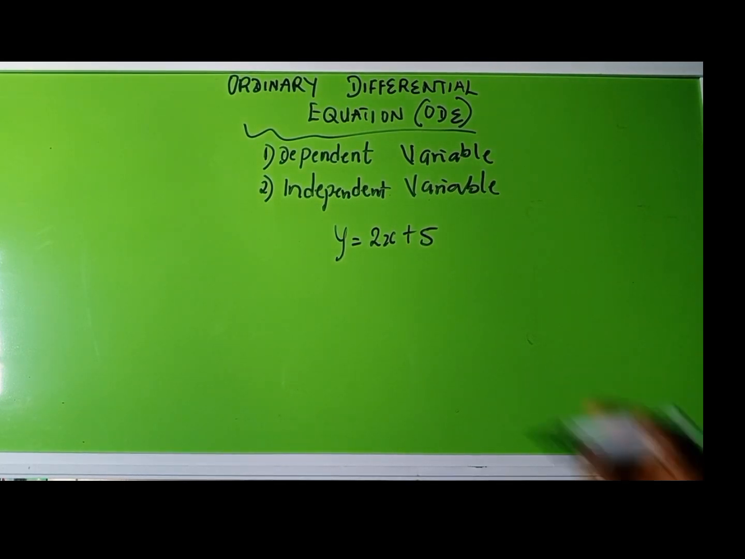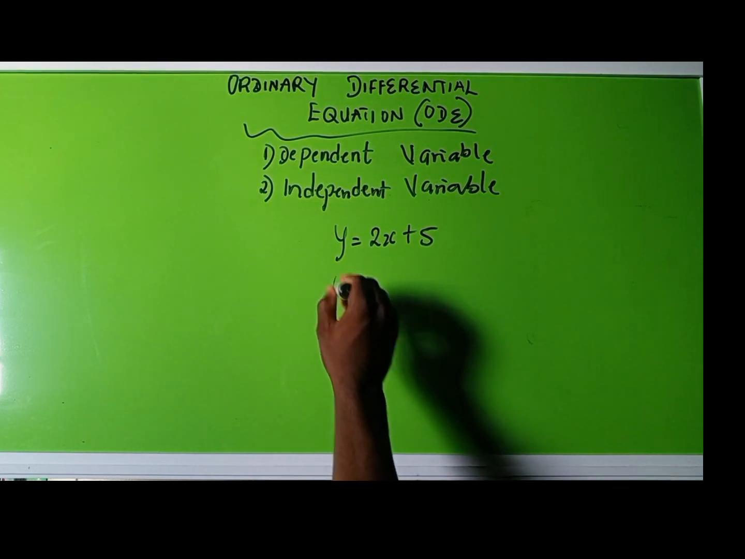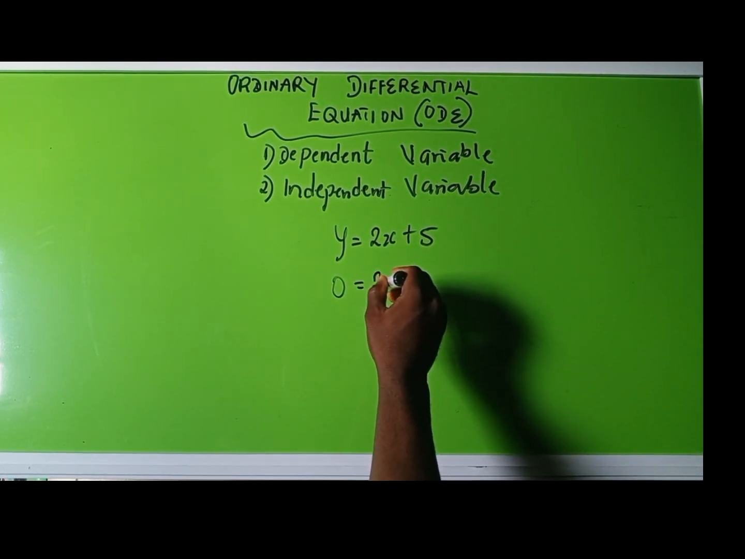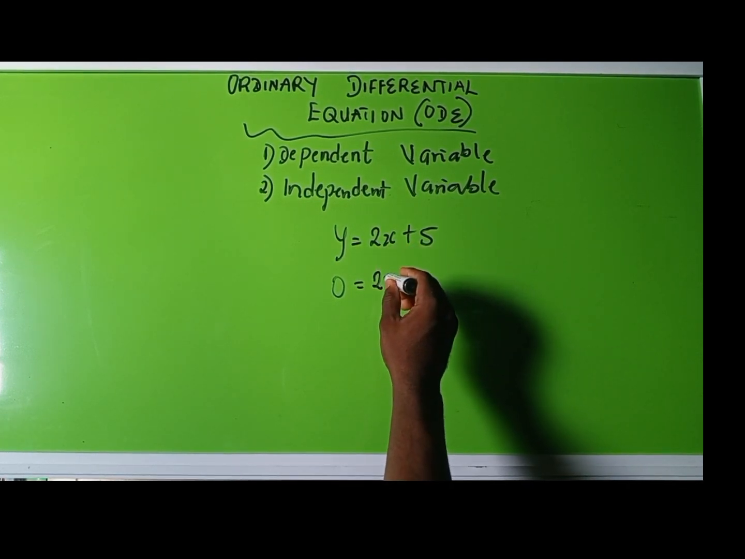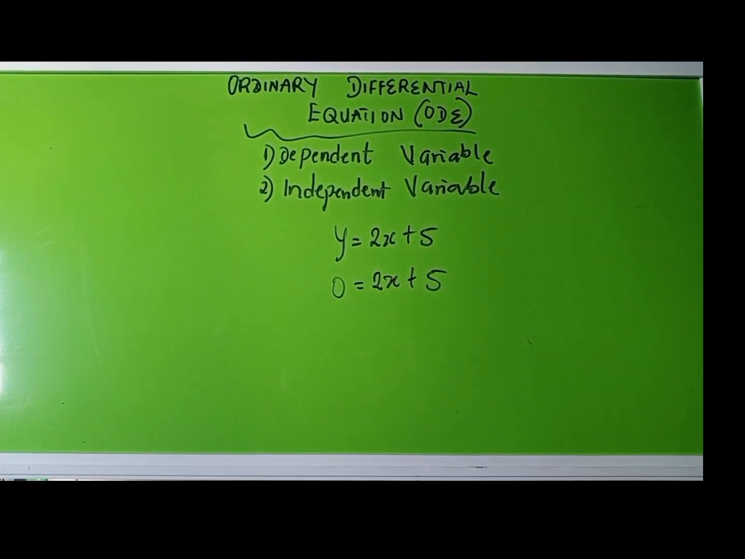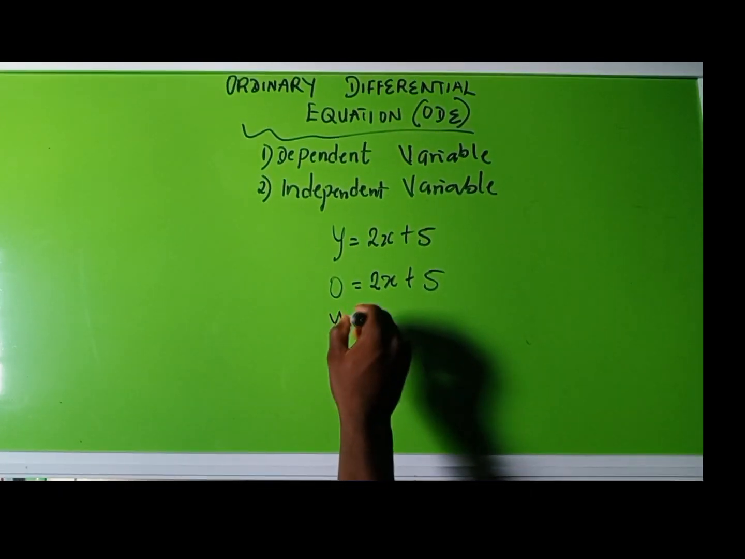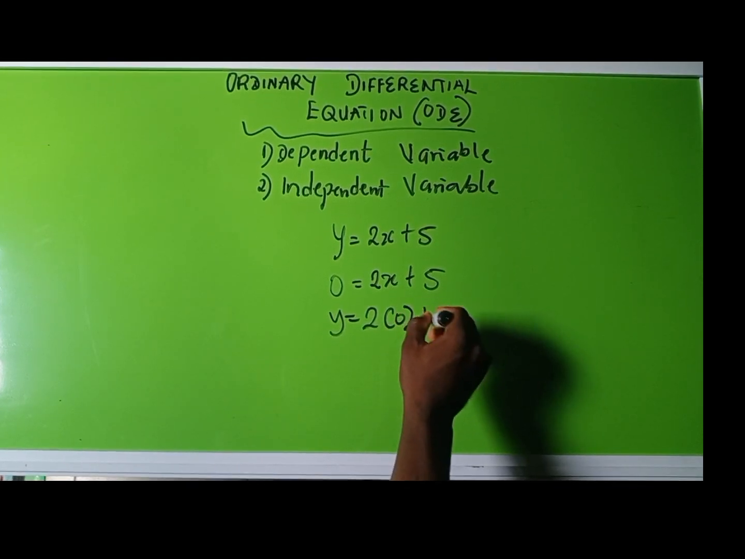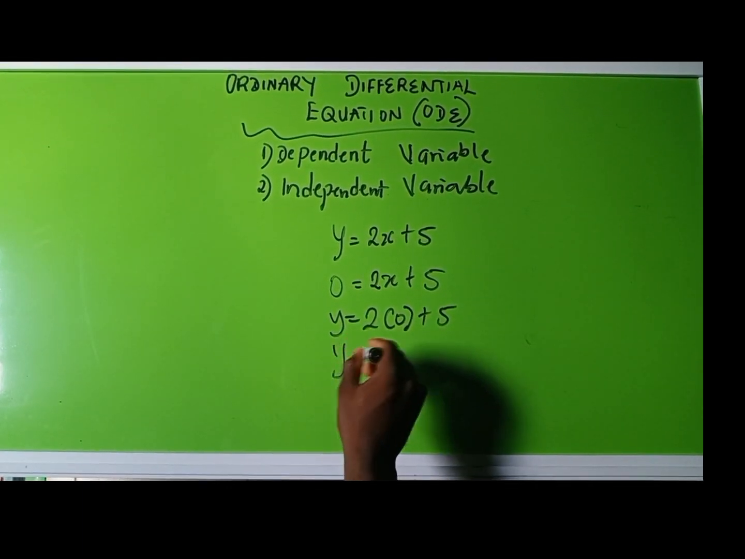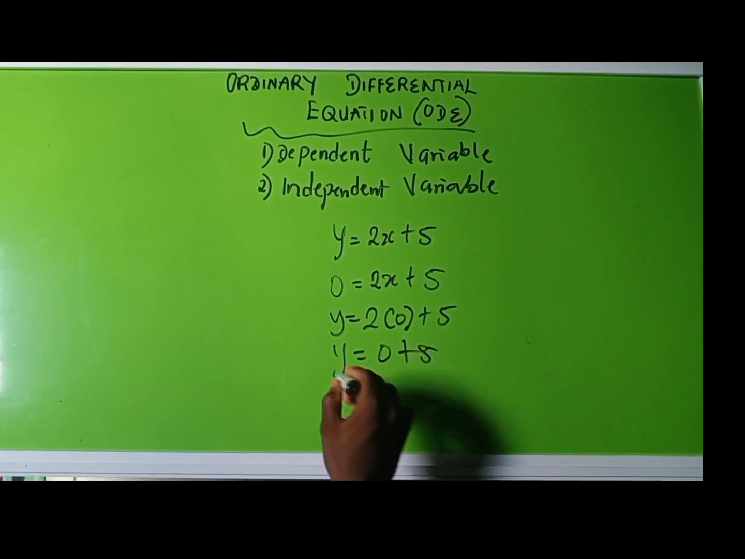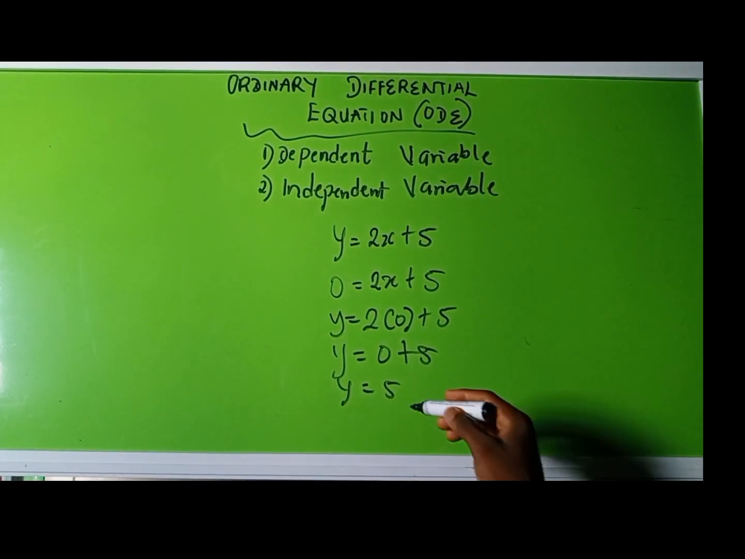Before you resolve this into dependent and independent variable, you first ask yourself, if I affect y, will it affect the whole equation? No. If you say y is 0, the other side of the equation is 2x plus 5, so it's not really affecting the equation. But if you affect x, say x is equal to 0, it will affect the whole equation. y is equal to 0 plus 5, which is y equal to 5. This has affected the equation.